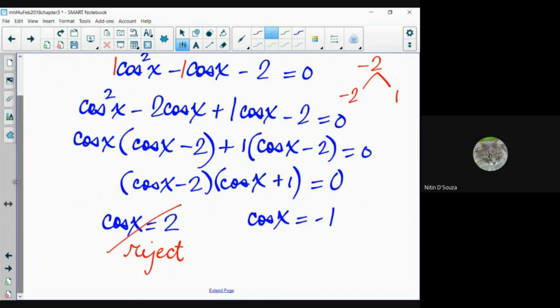Cosine x equals -1. x must be equal to pi. How do I know? Well, look at your unit circle. Where do you find an x value of -1? That's at pi.